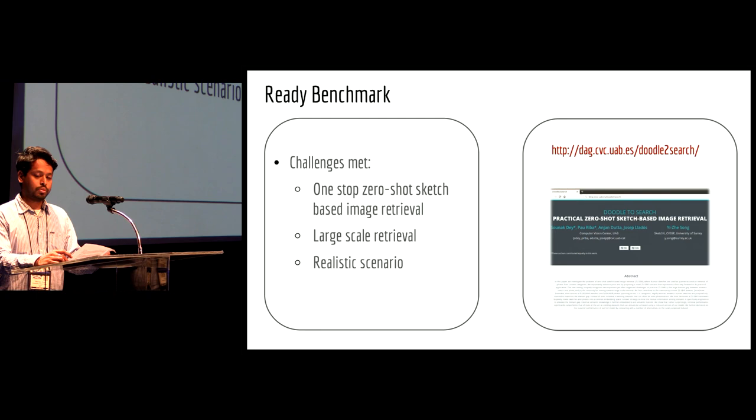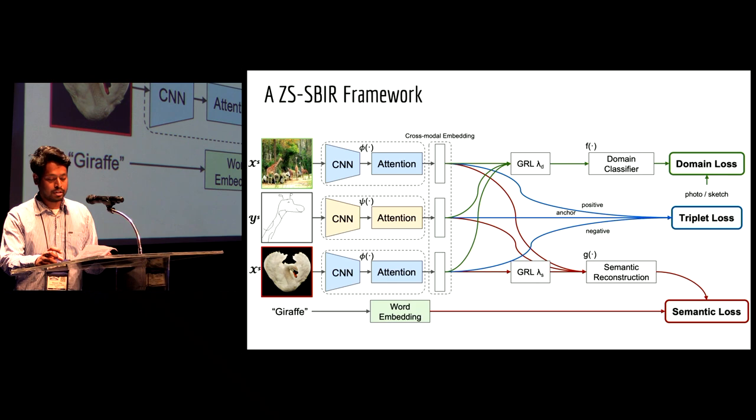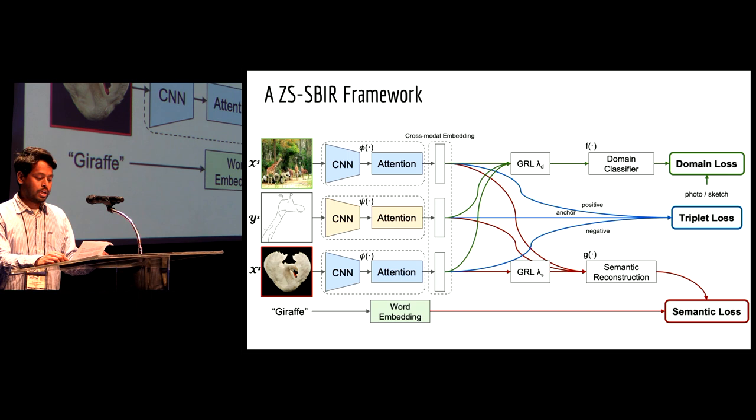The zero-shot sketch-based image retrieval framework takes into account that the features generated should be domain agnostic and semantically aware. For this reason, the encoder model, which consists of a CNN and attention, is jointly trained using ranking loss, domain loss, and semantic loss. The gradient reversal layer makes sure that the negative sample feature is not reconstructed properly in the semantic reconstruction, whereas the GRL on the domain classifier arm makes sure that the feature doesn't have any domain knowledge. Word embeddings have been introduced as side information to help the model.